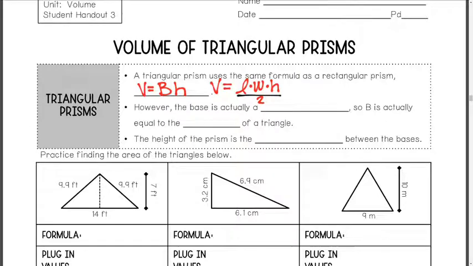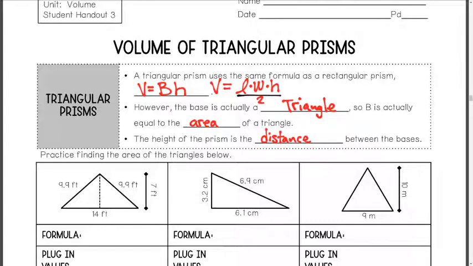So basically what this entails for this first formula, the base there is actually a triangle, and so the area formula of a triangle is base times height divided by 2, and that's going to be equal to the area of that triangle. And then the height of the prism is the distance between the bases.